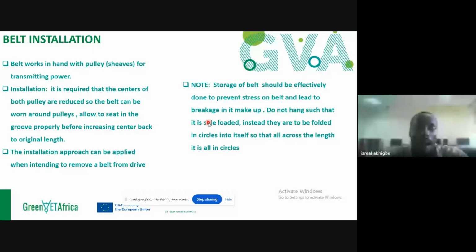Now, belts work hand in hand with pulleys or sheaves. Another name for pulley is sheaves, for transmitting power. We are on belt installation. Now, how do we install? It is required that the centers of both pulleys are reduced so the belts can be worn around the pulleys. The question that will come to your mind is, what are centers, Mr. Israel? When you're working with belts, pulleys, drivers, or complex machinery, there are some things you have to look out for, which is in the last part of this slide.